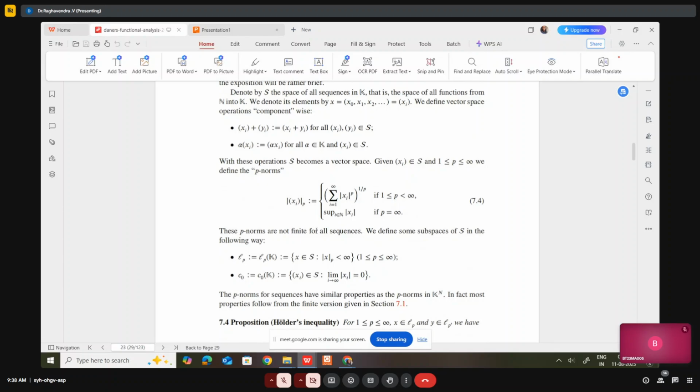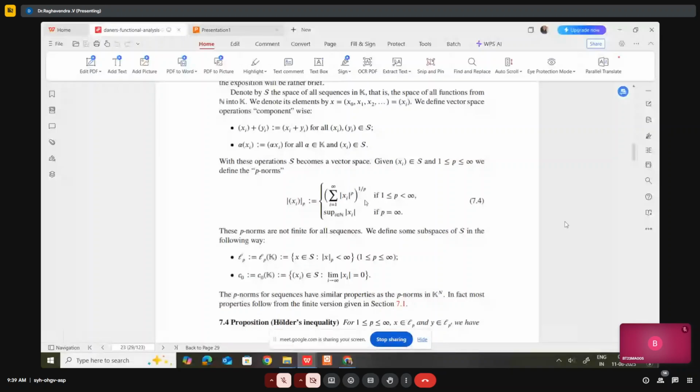These p norms need not be finite for all sequences. Why should it be finite? For example, you take a sequence, say 1, 1, 1, all elements are 1. Now, when you add 1 infinite times, and if p is not infinity, then the summation is infinity. So there is no reason why this p norm should be finite. And so the question comes, why is it happening?